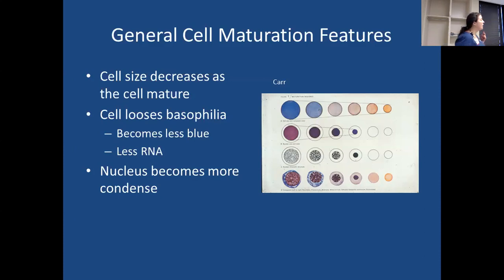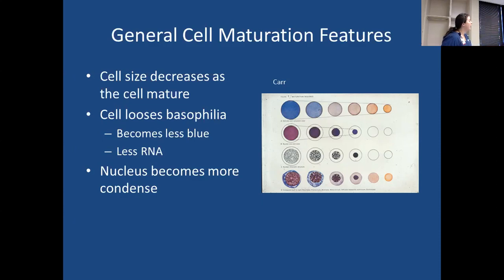We're also going to look at coloration of the cells. Our immature cells are going to have a bluish or basophilic tinge to them, right? And as white cells mature, that blue tinge will go away and it tends to become more of a grayish color.